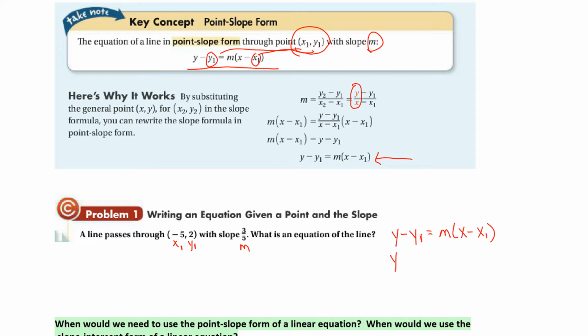So we just make our substitutions. In place of my y sub 1, I'll put 2. y minus 2 equals my slope of 3/5 times x, and I'm going to have x minus -5, which is written x plus 5. So that would be our equation given a point and the slope.